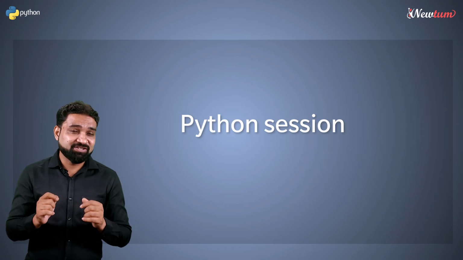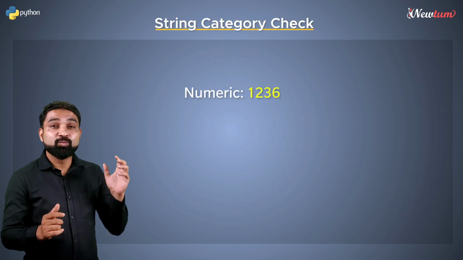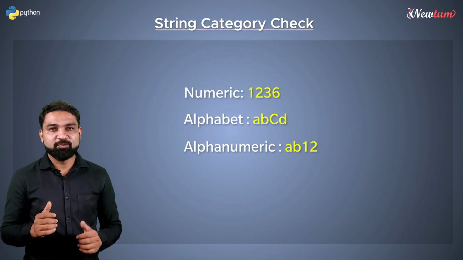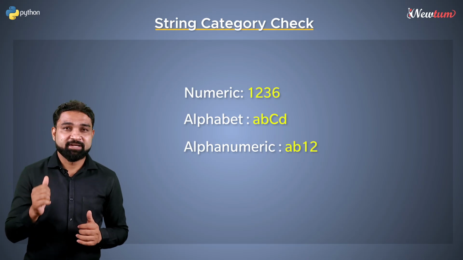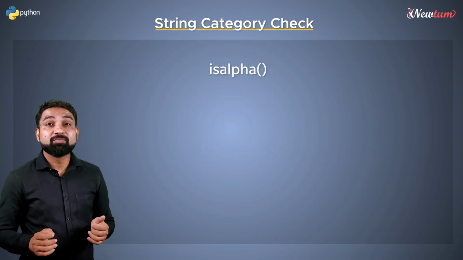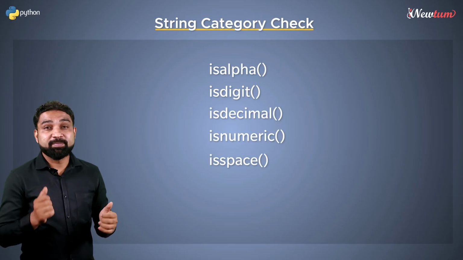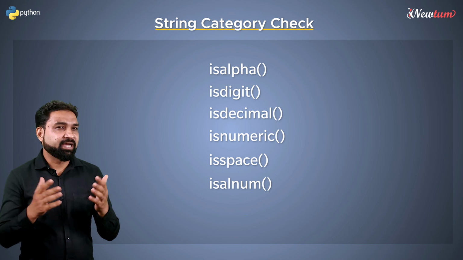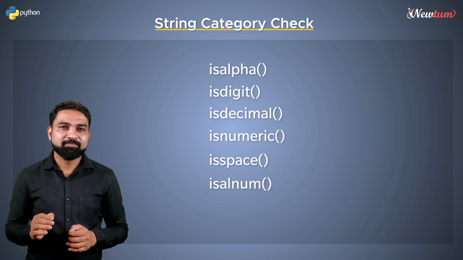In this session, we will study how to check the string category like numeric, alphabet or alphanumeric. Python provides many functions to check the string category like isalpha, isdigit, isdecimal, isnumeric, isspace, isalnum, etc. We will study a few of them to get a clear understanding.